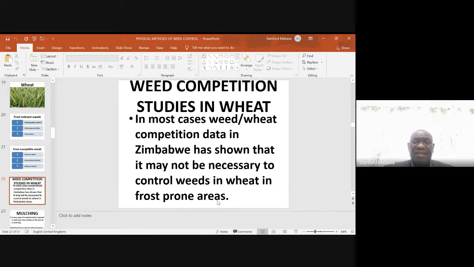Now, some studies on weed competition in wheat revealed that sometimes it was not necessary to control weeds in wheat in frost-prone areas.